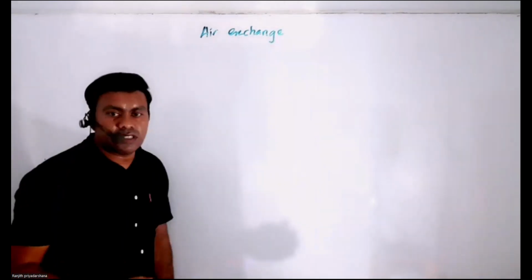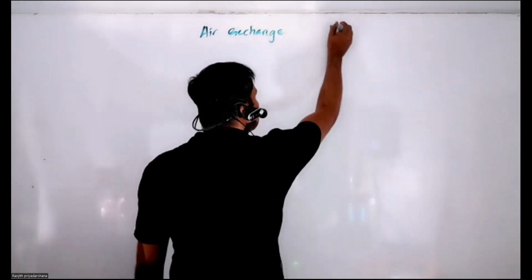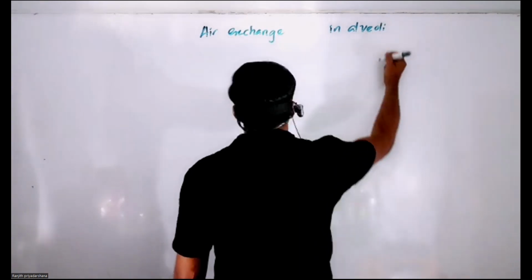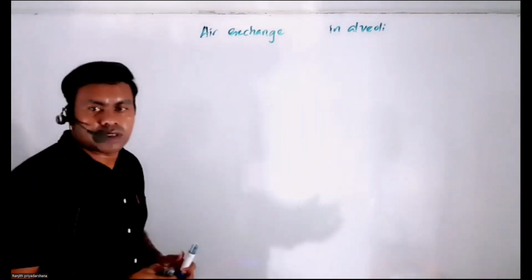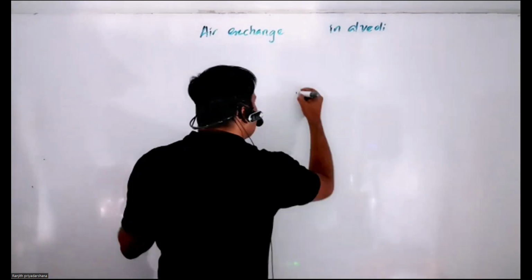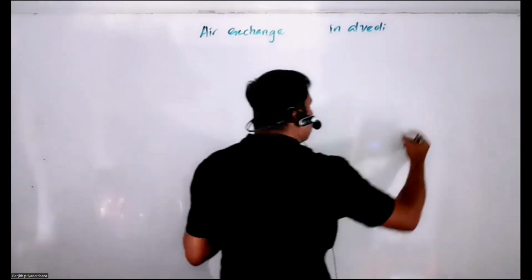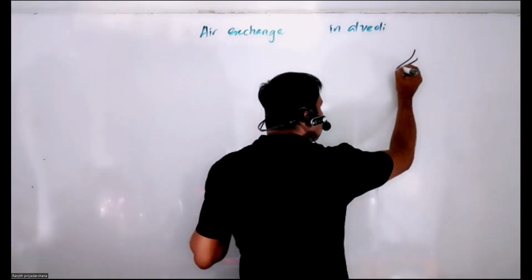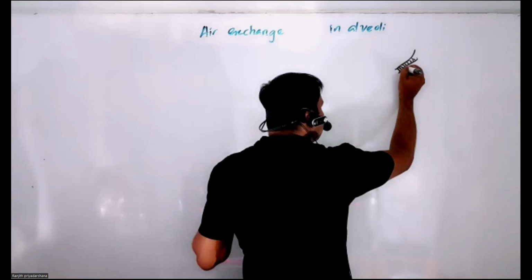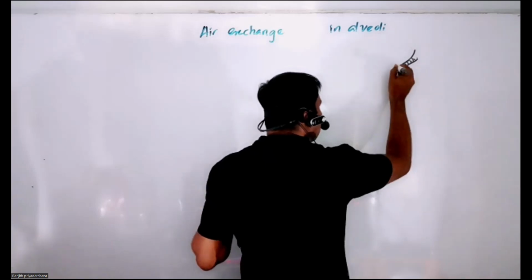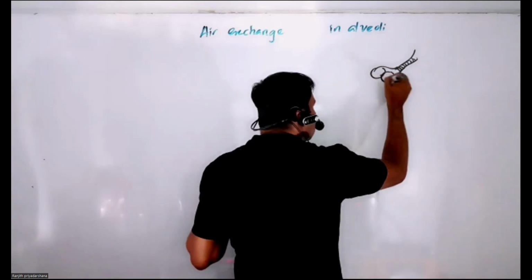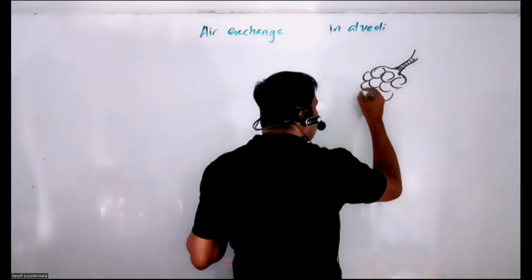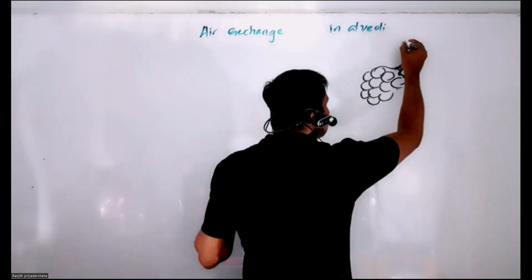Air exchange in alveoli. Okay, here we draw only one alveoli as you learned last week. A set of alveoli. And you could see associated capillaries. So they are coming.